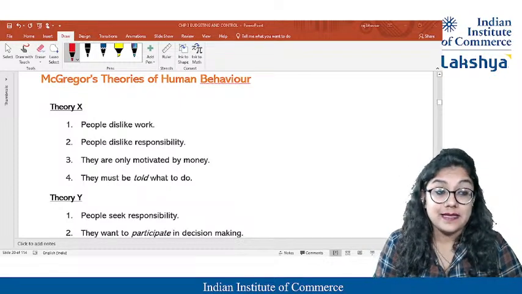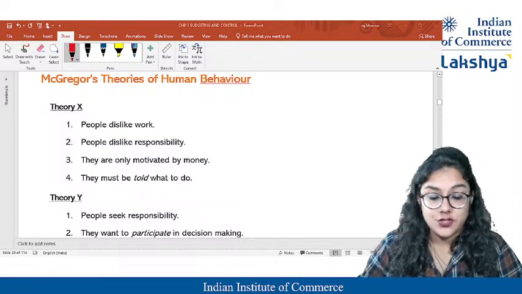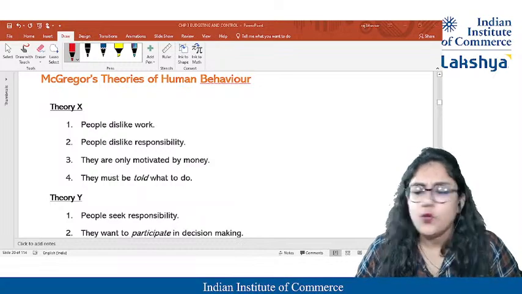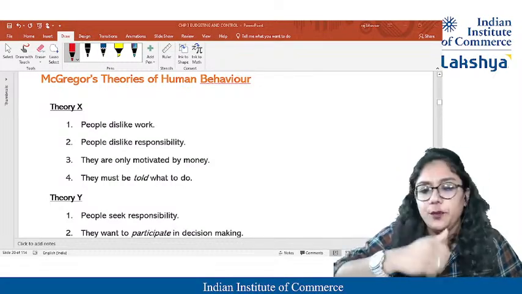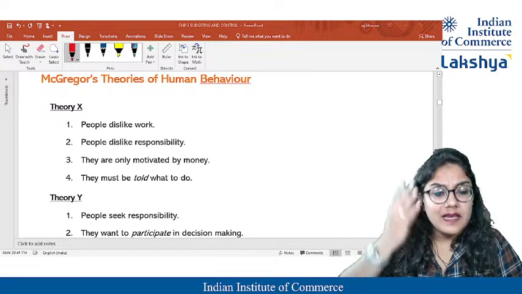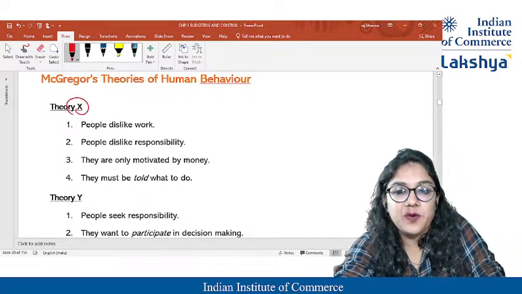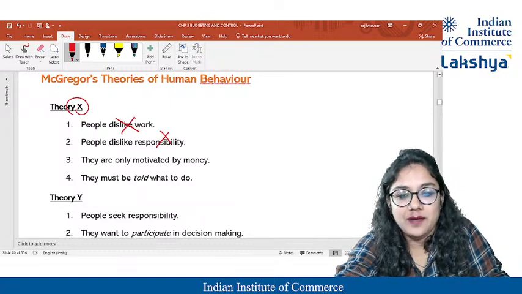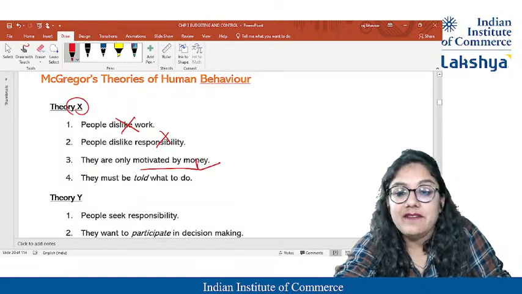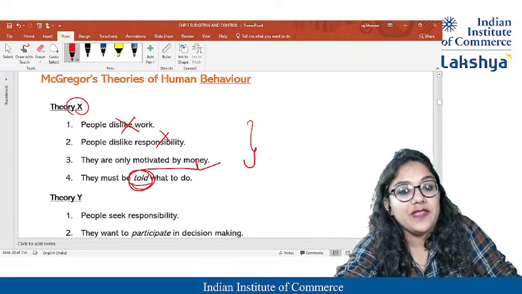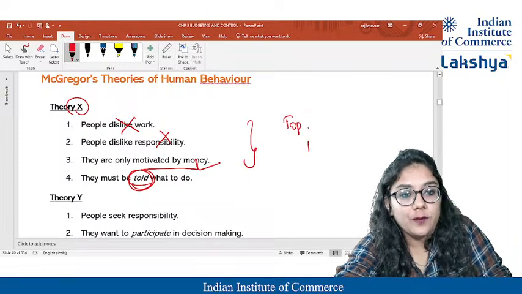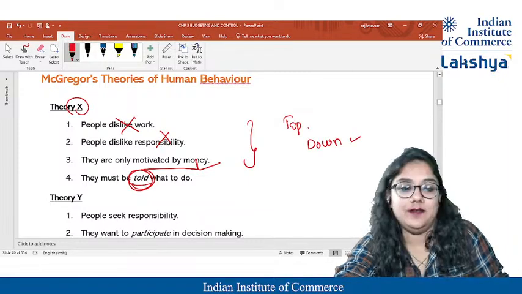And there is another theory on why people are as they are: people who are very motivated, who want to take responsibility, who want to be involved in the decision making process. If there are Theory X like people who don't like work, don't want any responsibilities, and only money motivates them, they will do whatever they are told. So for them, the top down approach is fine.